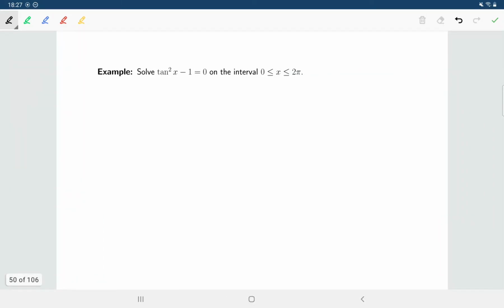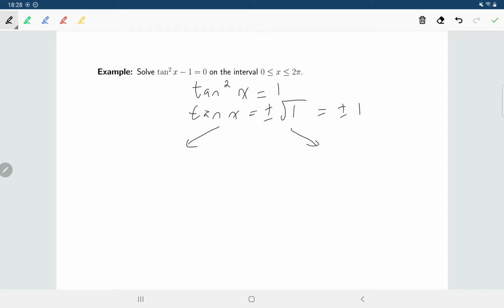So if we're thinking about solving this equation, remember that the whole plan is to start out with isolating your trig function. And if I start out with this, tangent squared x is equal to 1, then I'm going to actually have two different equations that come out of this, because if tangent squared is equal to a number, then tangent of x is equal to plus or minus the root of that number. In other words, tangent of x is plus or minus 1. So actually there are going to be two equations that we need to solve here.